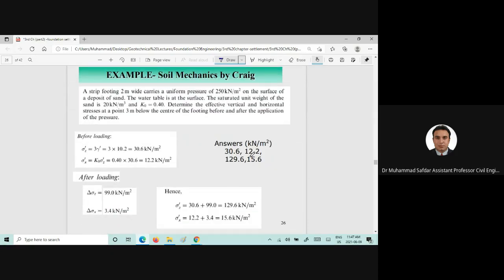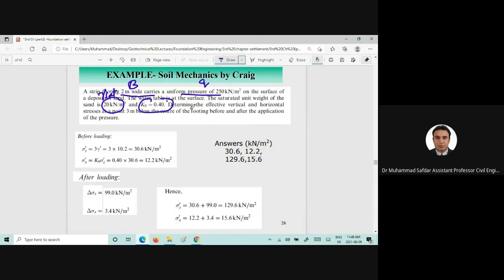Now, a strip footing is given with 2 meter width. Uniform pressure Q is given on the surface of a deposit of sand. The water table is at the surface. The saturated unit weight of the sand is 20. So gamma saturated is given.